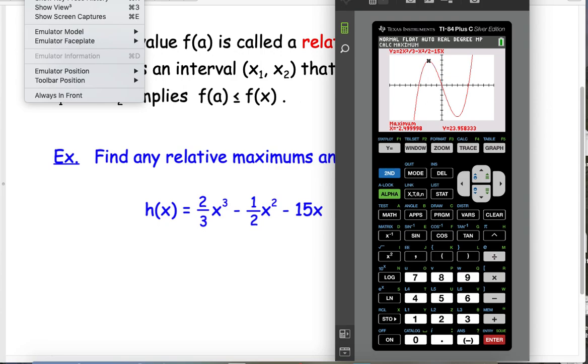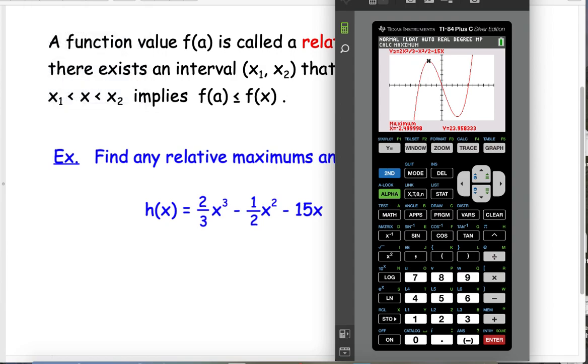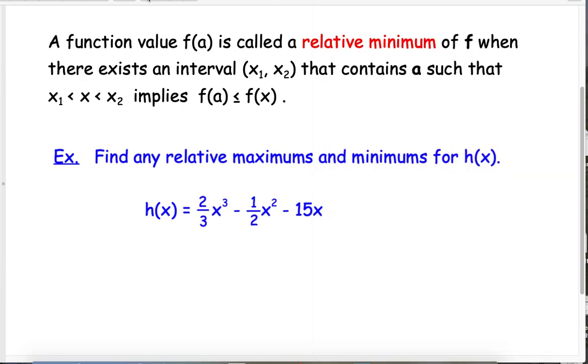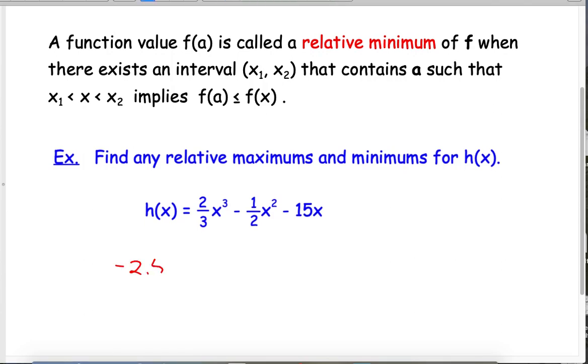So, negative 2.5, 23, I'll round it, 23.96. And that's a relative maximum.